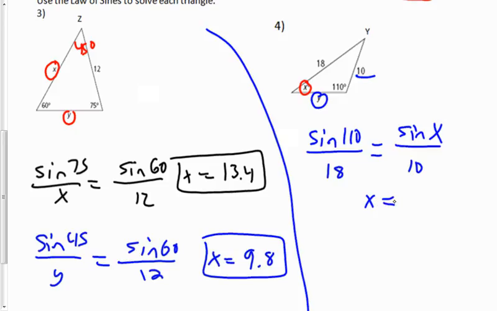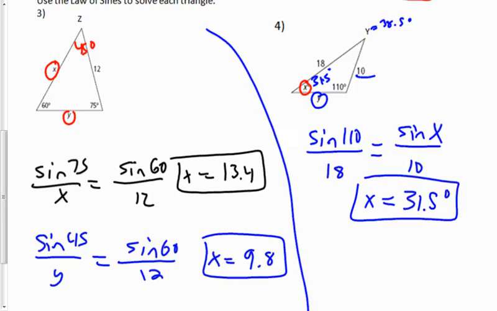And I end up getting x is equal to 31.5. That would be in degrees. So now we have that measurement. So then we have the third angle. If that's 31.5 degrees, that third angle is going to be pretty small: 110 plus 31.5, and you take that away from 180, so you get 38.5 degrees.